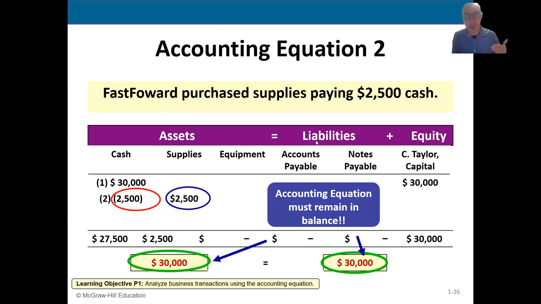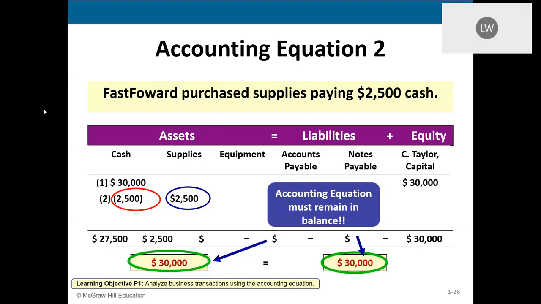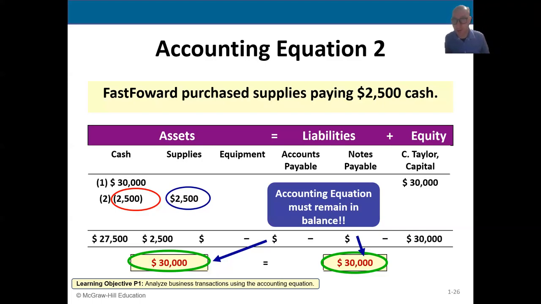You'll notice that when we affect only one side of the accounting equation, as long as there's a decrease in one account and an increase in another account, and they happen to be both asset accounts, the accounting equation still balances out. I reduce cash, but I increase my inventory account or supplies $2,500. You see that the accounting equation still balances. Make sense? Yes. All right, cool. So even though you lowered your cash, you increase your supplies and it all equals out to 30,000 still. Exactly. So that's the second transaction.